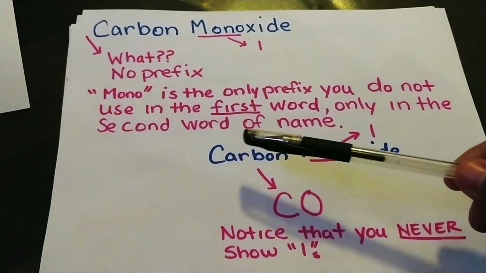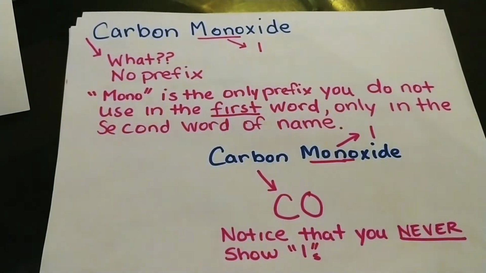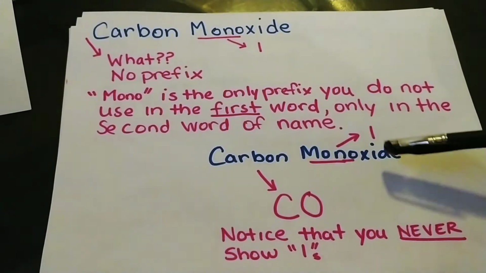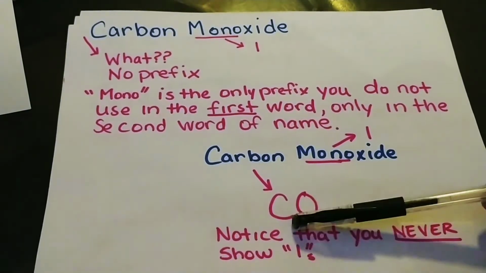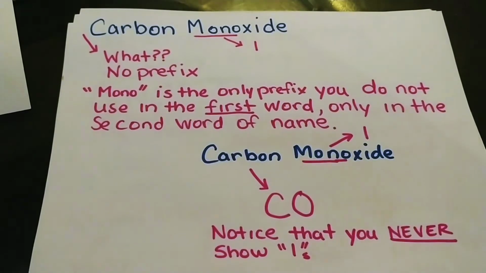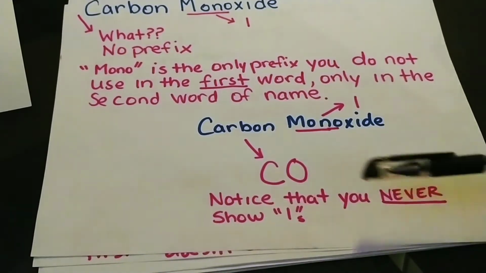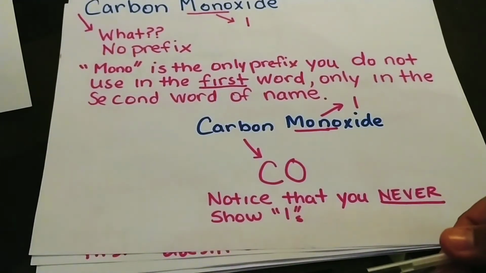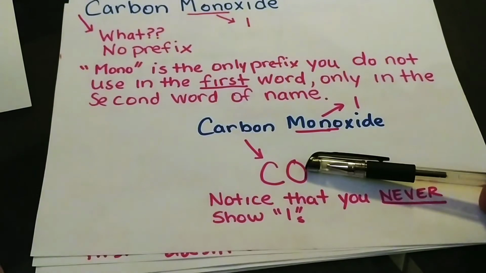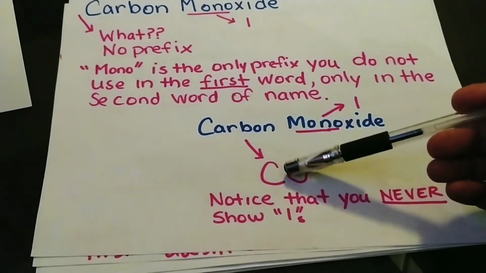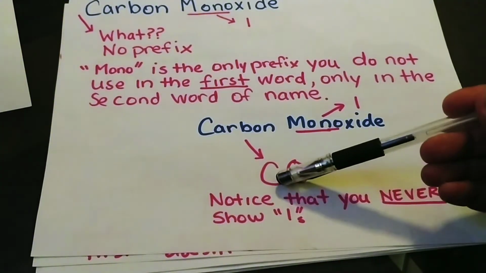So carbon, just one. Mono, one oxygen. So CO. That would be pretty much our formula. And just a side note, notice that you'll never show a 1. Just like in ionic compounds, you never show 1s. So as you can see, it's not C1O1, it's just CO.